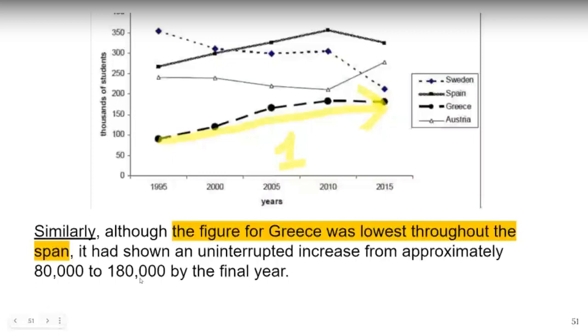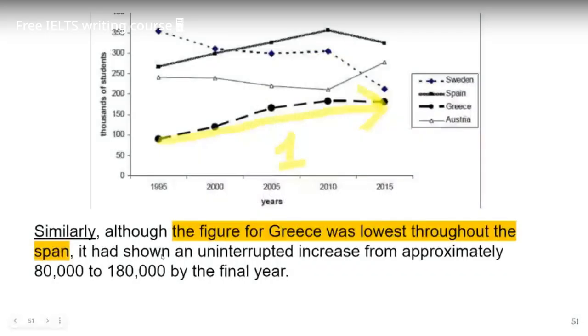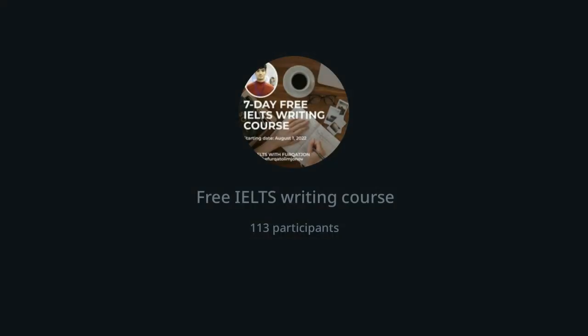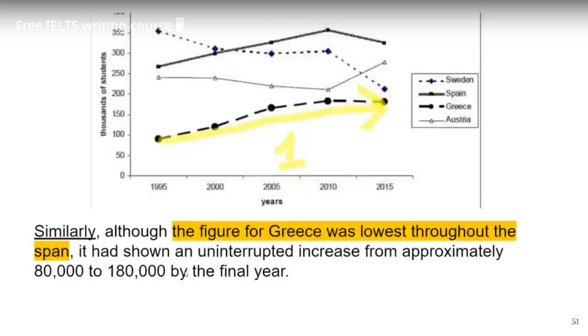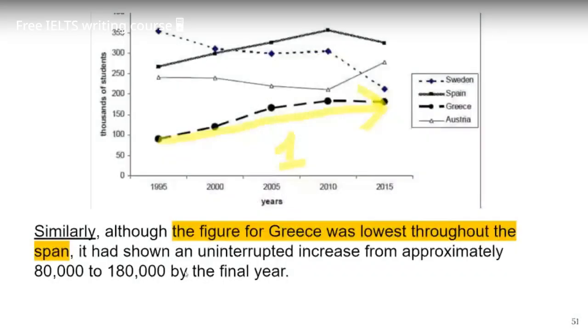So as you can notice, we are using past perfect. Yeah, it had shown. Why? Because we have this word by. So whenever you say by 2010, by 2015, instead of using past simple, you can use past perfect simple, and it gives you a plus for your general grammatical range and accuracy. Okay, instead of using past simple all the time, sometimes you can include past perfect simple, but we'll learn how to include them today, so don't worry about it.